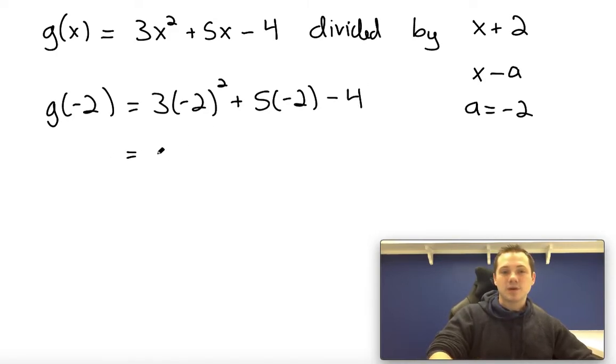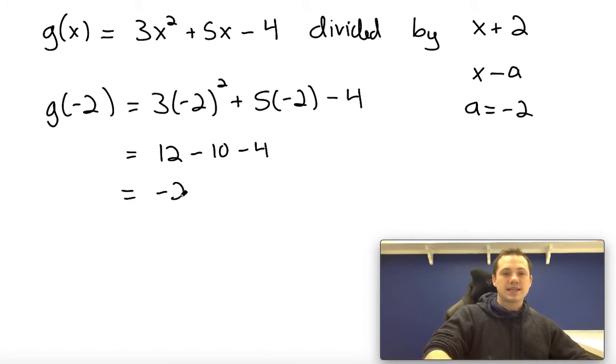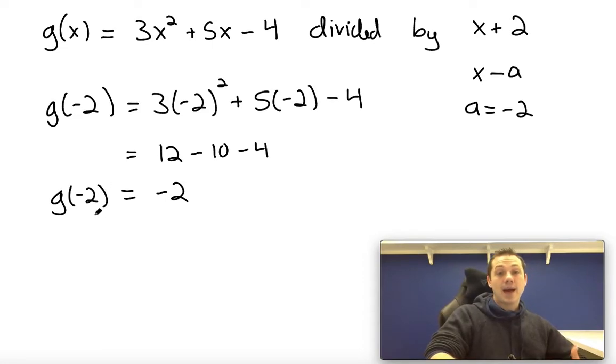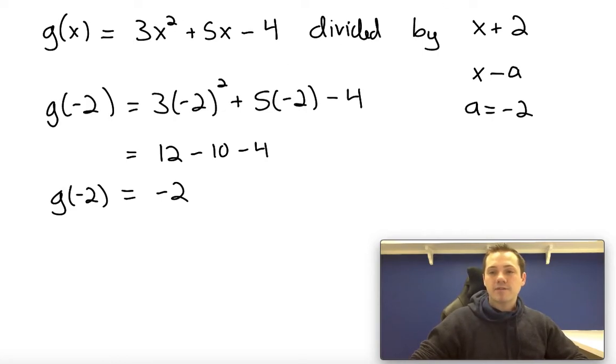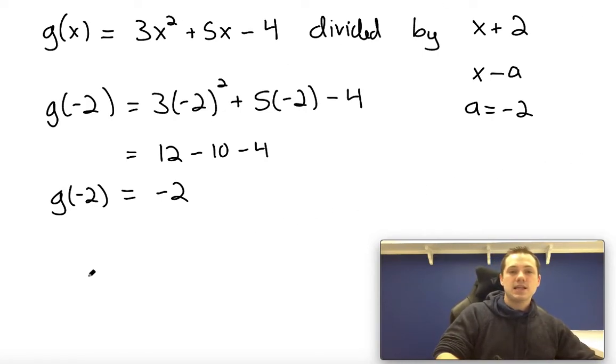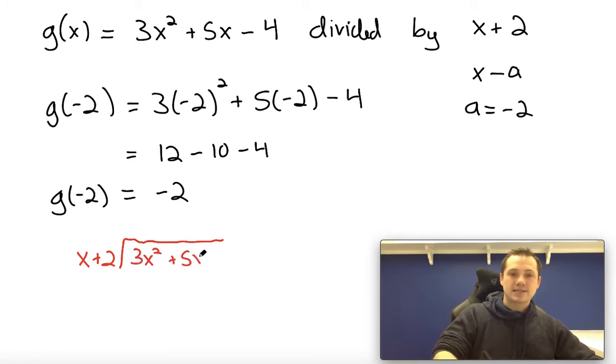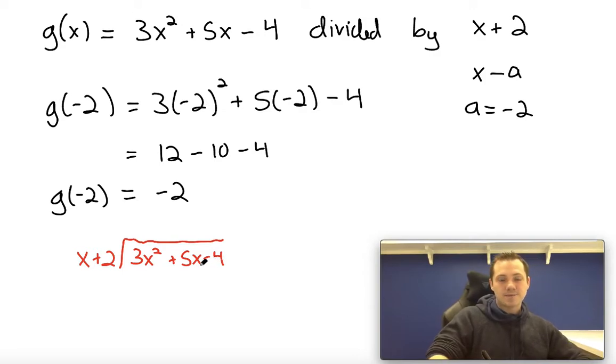Negative 2 squared is 4. 4 times 3 is 12. So we'd have 12 minus 10 minus 4, which we're going to see is going to give us negative 2. So g of negative 2 just so happens to equal negative 2. And we can go ahead and verify that with the long division process. So x plus 2 is going to go on the outside. And then 3x squared plus 5x minus 4 is going to go on the inside.